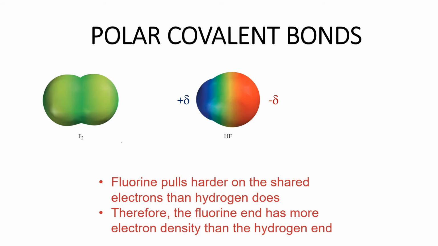But I put these as positive delta and negative delta. That is because the electrons do not go totally to the hydrogen atom or the fluorine atom. They are only partially moved from the hydrogen atom towards the fluorine atom. Therefore, we call them plus delta and minus delta. This kind of symmetric electronic configuration we call non-polar covalent, and this kind of polar part we call polar covalent bonds. This is totally different from ionic bonds.